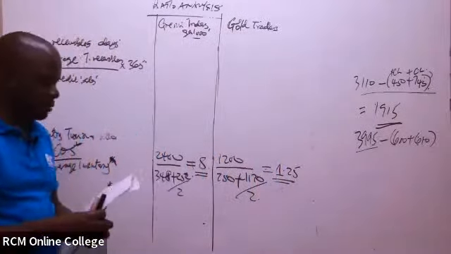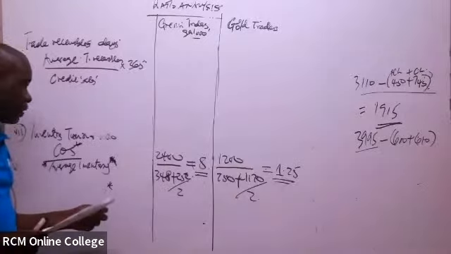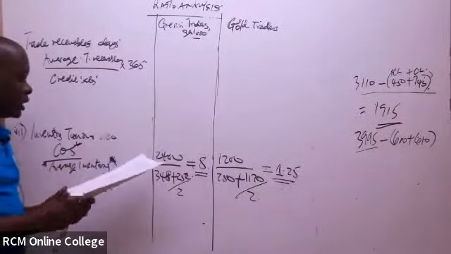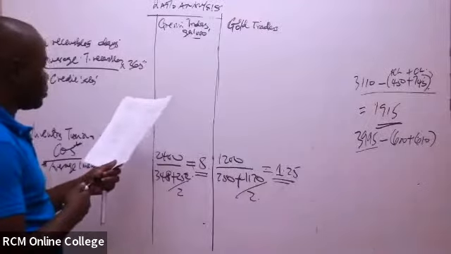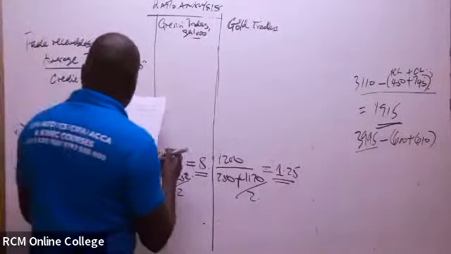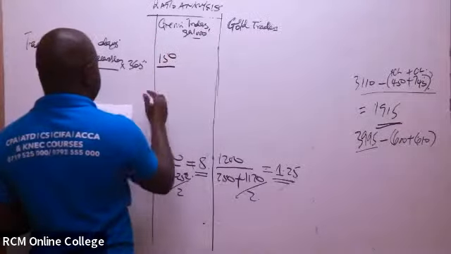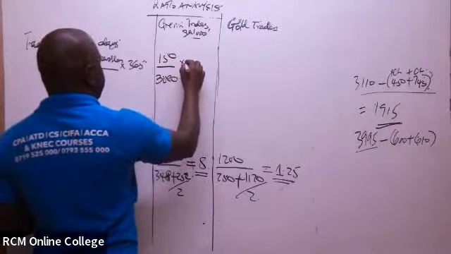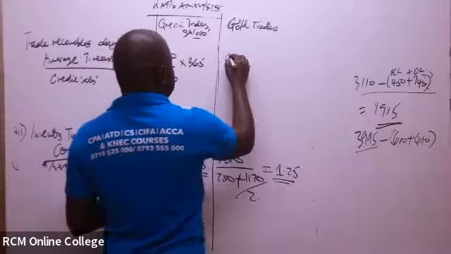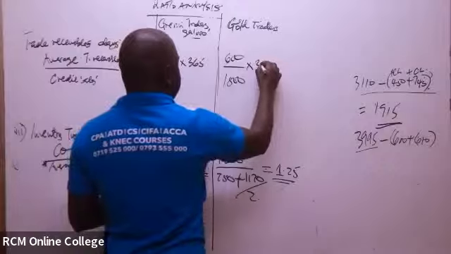And of course, you've been told in the income statement that all the sales are on credit, and you've been given the trade receivables in the statement of financial position. So for green traders, it is 150 divided by 3 million, multiplied by 365. For the other one, it is 600 divided by 1800, all sales on credit, multiplied by 365.